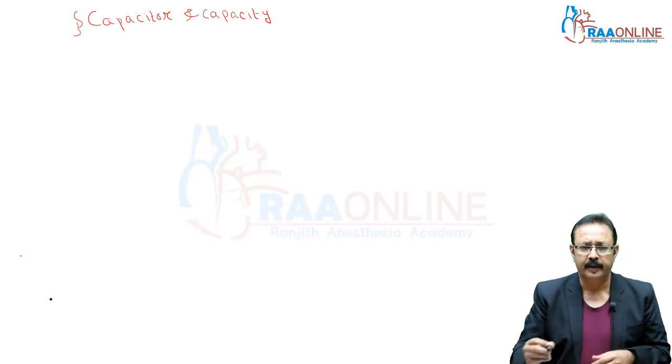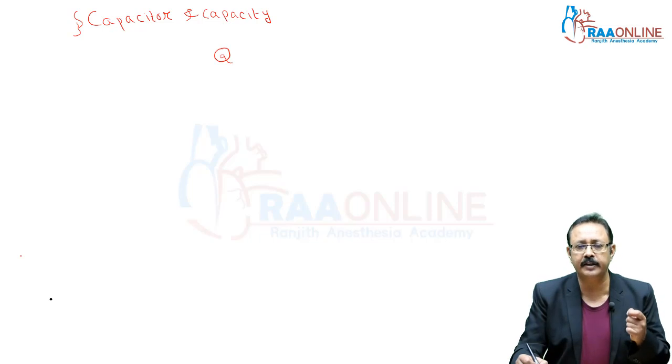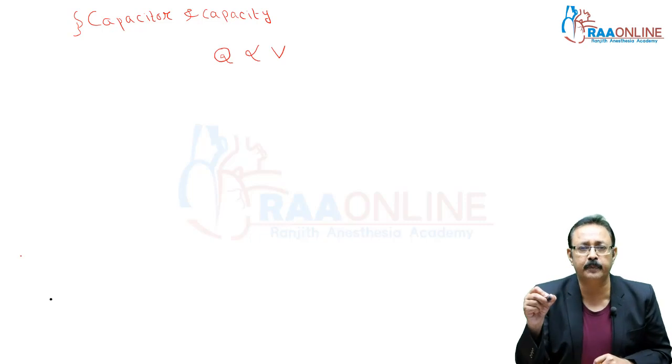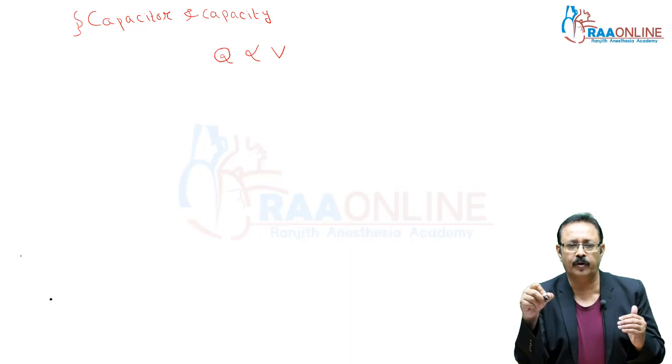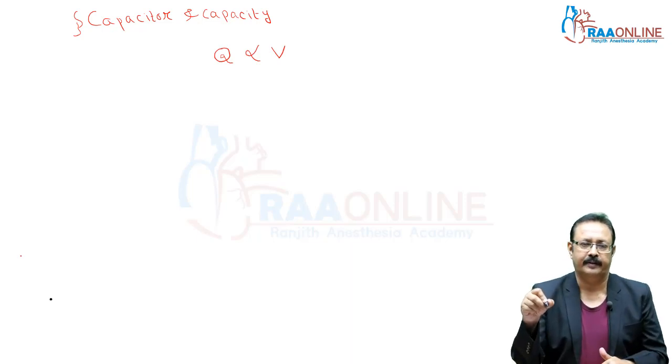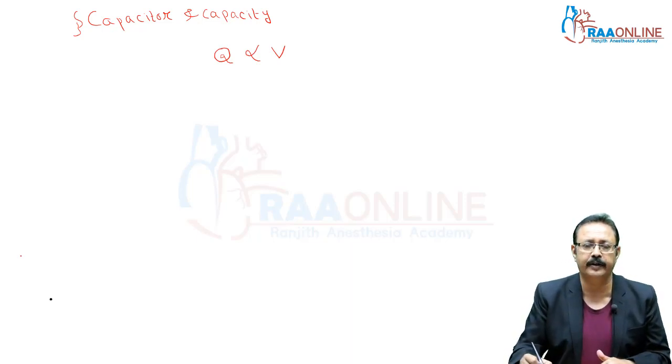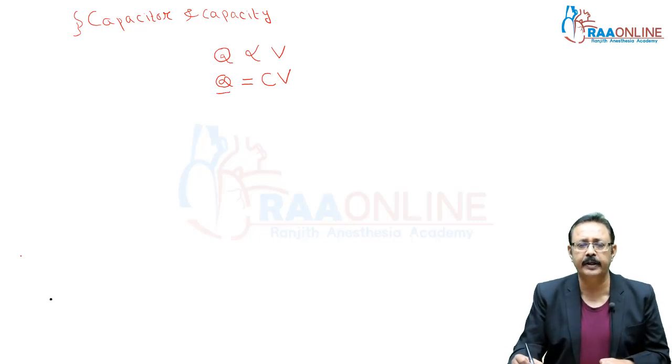So it means if you are giving charge to a conductor, the physical quantity which is increasing is known as potential. So potential is playing the role of liquid level and charge is playing the role of liquid. If you remove the proportionality sign, you will get one constant which is known as the capacity of that conductor. If Q is in coulomb and V is in volt, you will get C in farad.